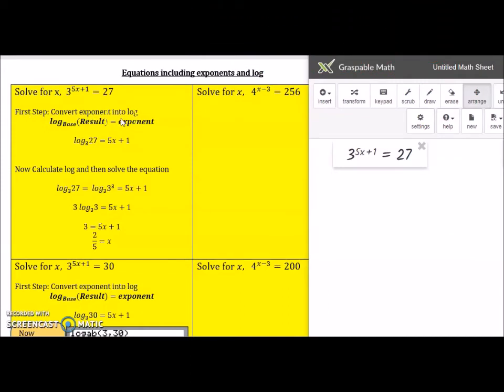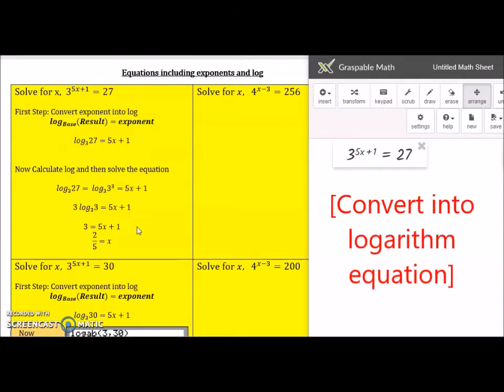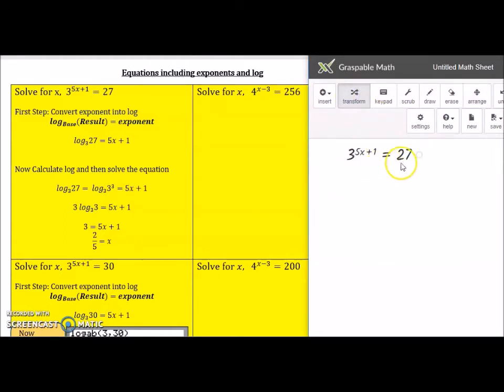How? First you convert into logarithm, and you simplify the log, like log base 3 of 27 is 3 because 3 to the power 3 is 27, and then you solve that equation. Let's do it. We have the equation 3 to the power 5x plus 1 is 27. First convert into log. So 5x plus 1 equals log base 3 of 27.